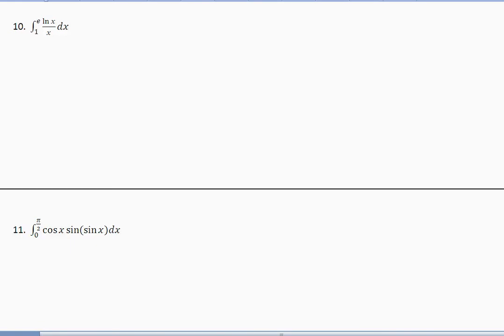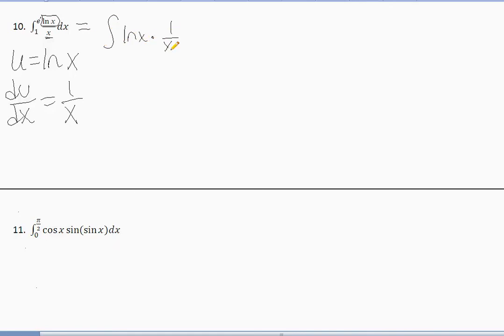Because you might say, well, what's u? There's no real inside part, so you have to think about this. The derivative of natural log of x is 1 over x. So you're going to actually let u be the natural log of x. Here's your u. du/dx is 1 over x. And look, you have 1 over x here. So again, this integral is the same thing as the natural log of x times 1 over x dx. Really. Okay, so solve this for 1 over x dx. So du would be 1 over x dx.